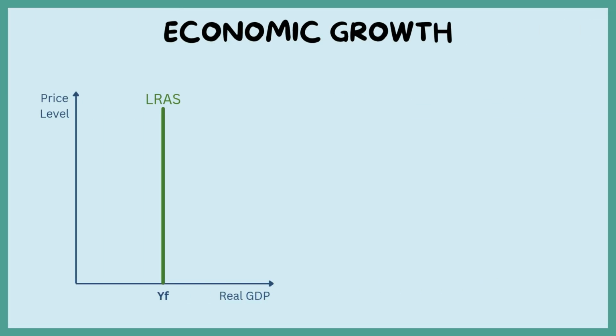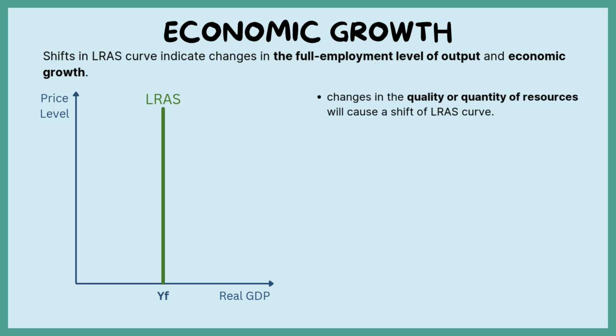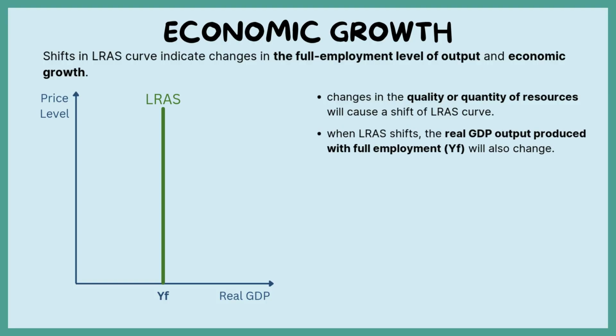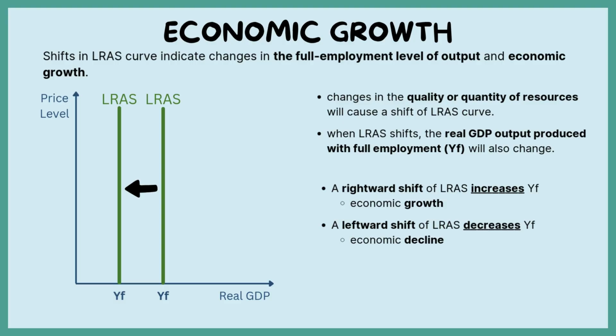It's important to understand that shifts in the long-run aggregate supply curve indicate changes in the full employment level of output and economic growth. Changes in the quality or quantity of resources will cause a shift of the long-run aggregate supply curve. When long-run aggregate supply shifts, the real GDP output produced with full employment, represented by YF, will also change. A rightward shift of long-run aggregate supply increases full employment output and is a sign of economic growth, while a leftward shift of long-run aggregate supply decreases full employment output and is a sign of economic decline.